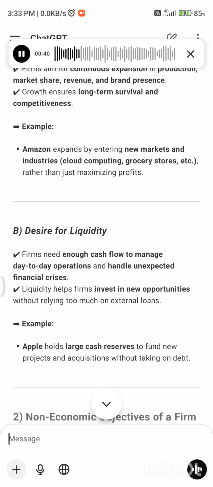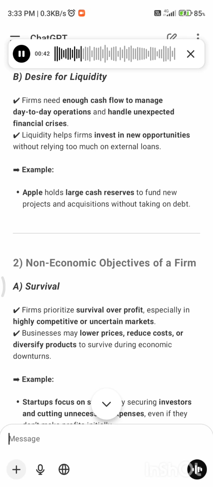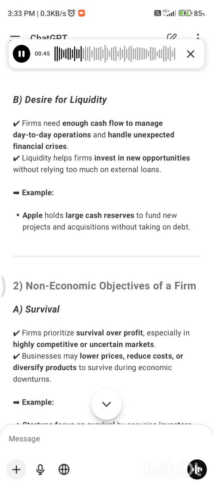B. Desire for liquidity. Firms need enough cash flow to manage day-to-day operations and handle unexpected financial crises. Liquidity helps firms invest in new opportunities without relying too much on external loans. Apple holds large cash reserves to fund new projects and acquisitions without taking on debt.